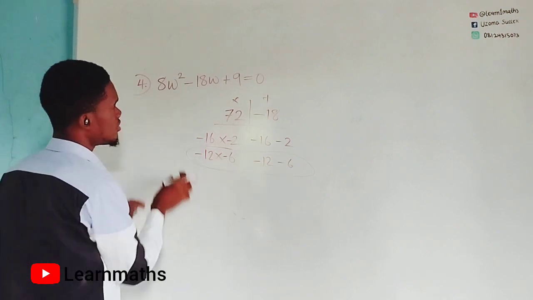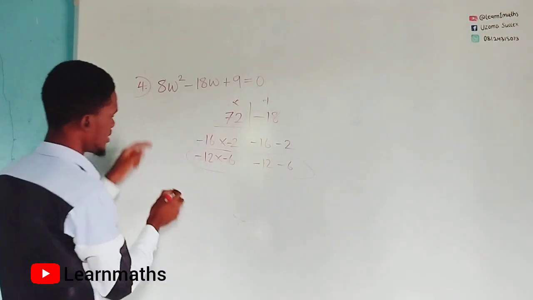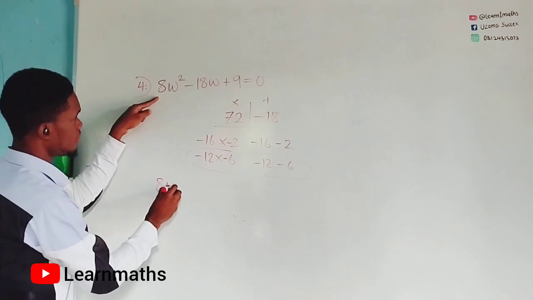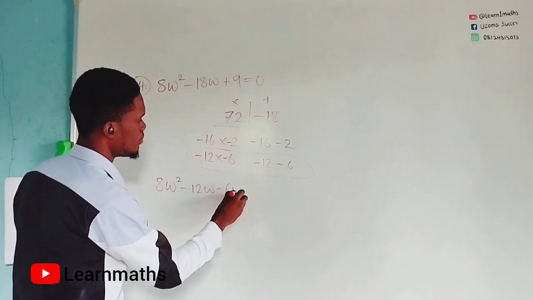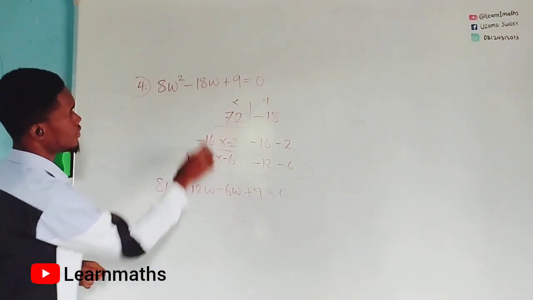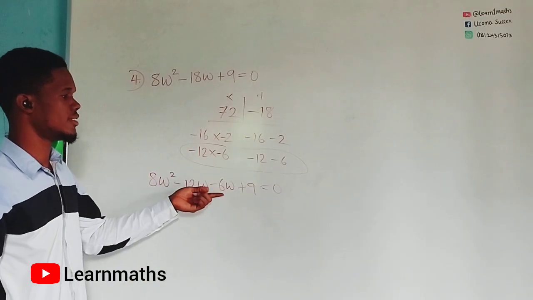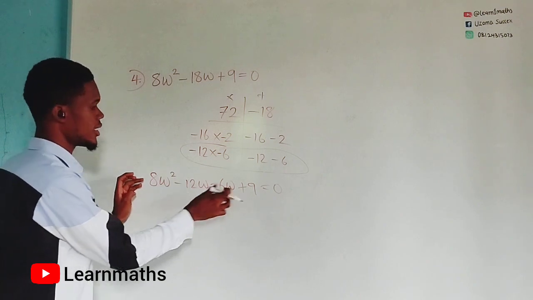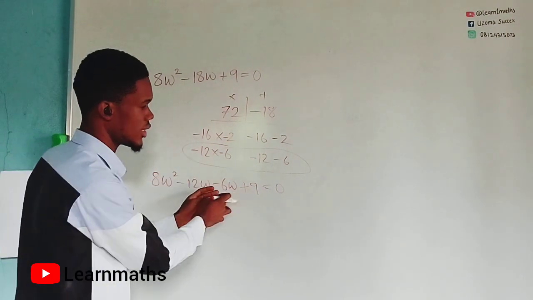So now let's substitute the middle term again. Let's replace the middle term with minus 12 and minus 6. So I'm going to have 8w squared minus 12w minus 6w plus 9 equal to 0, right? I've replaced the middle term now with negative 12w and negative 6w. Now we have 4 terms, so let's factorize these two terms and also factorize these other two terms.